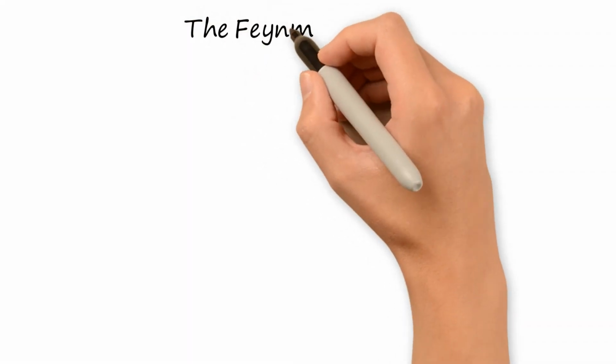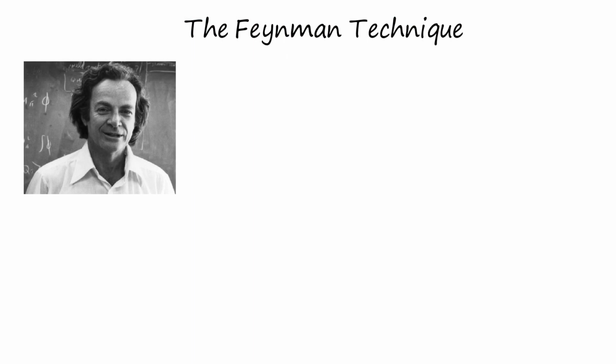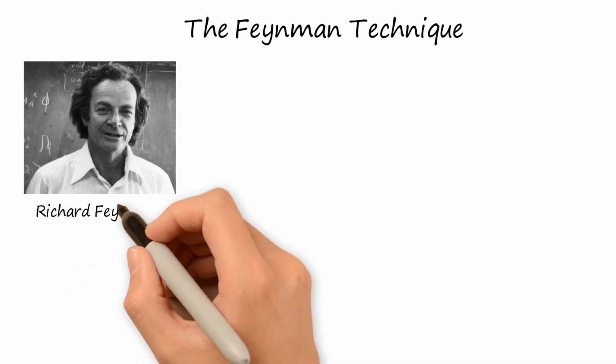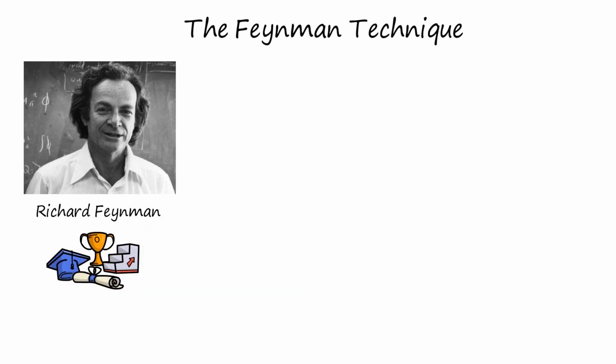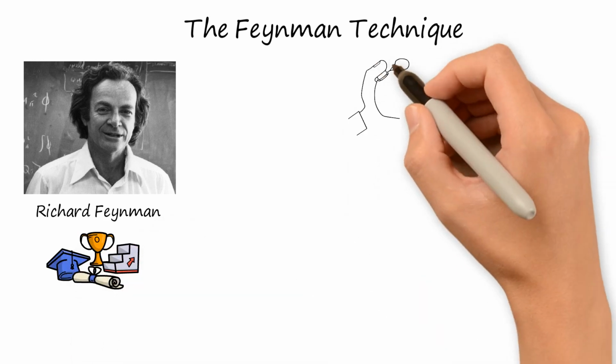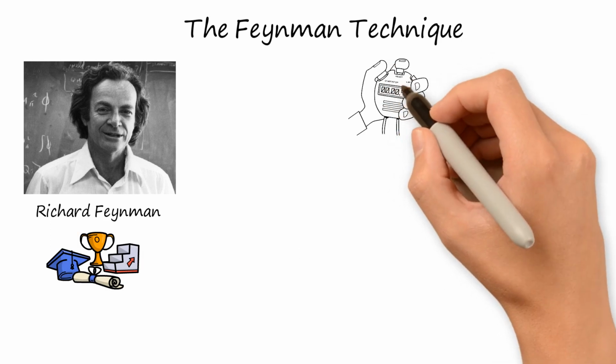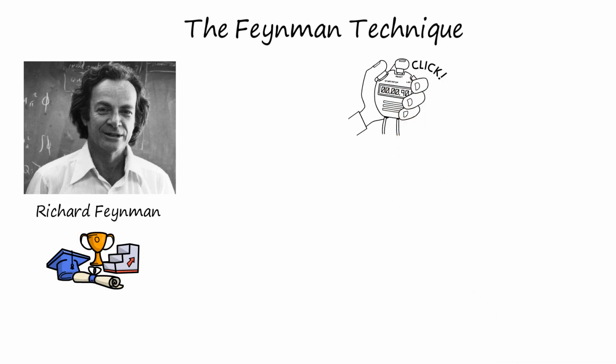How to study faster and more effectively. The Feynman technique. The Feynman technique, invented by Richard Feynman, an American theoretical physicist and winner of the Nobel Prize in Physics in 1965, is one of the best techniques for learning and assimilating a new topic quickly and effectively.